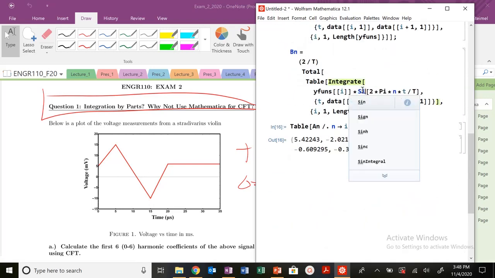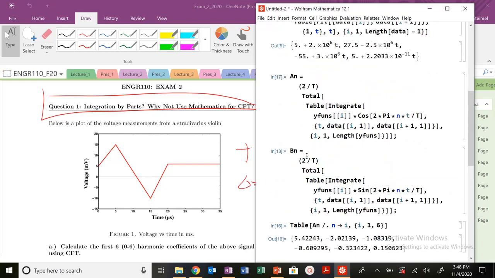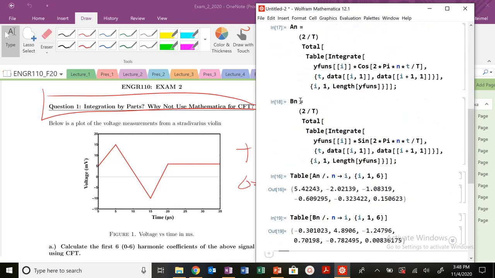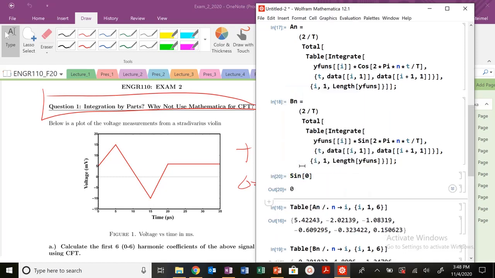So I can do the same thing. Now I just need to do sine. And there's that function I do here. There's my b sub n. And if I want to do my a sub naught, I know that my b sub n will be 0 because what is sine of 0? That's going to be 0.